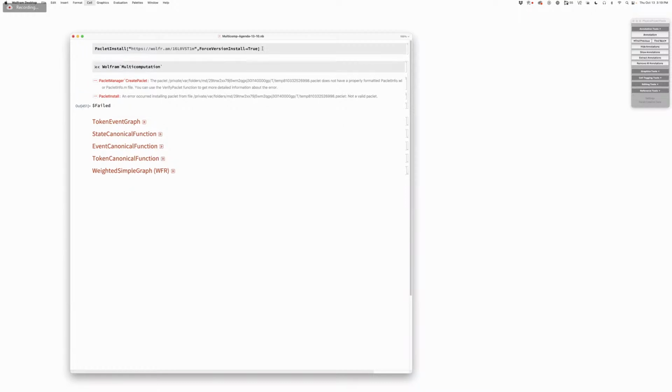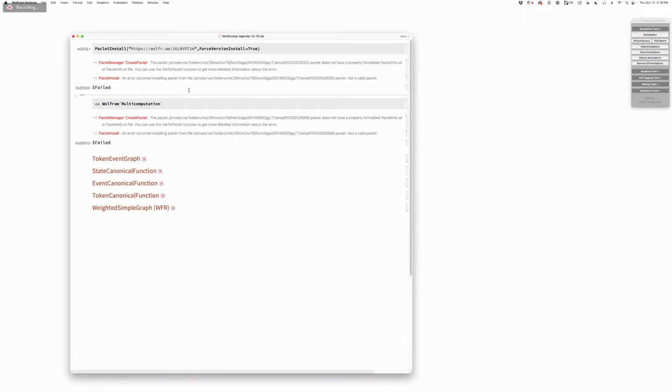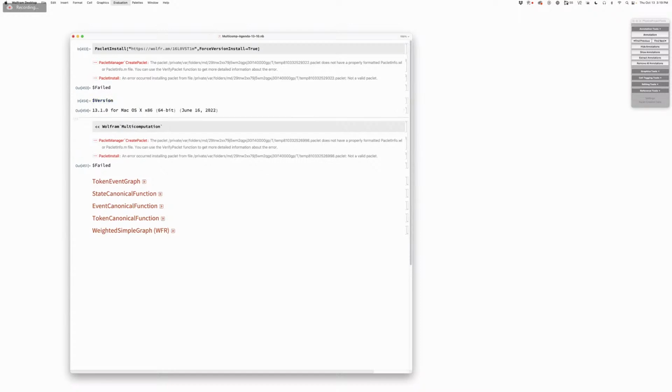I've never seen that before. Oh. Well, what version are you using? I'm still running all my code on 13.1. Yeah, this one. All right, let me try quitting this.